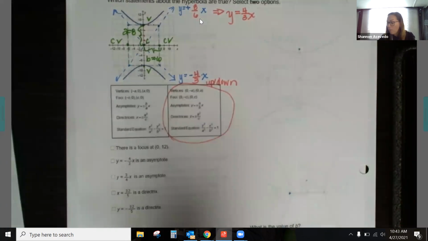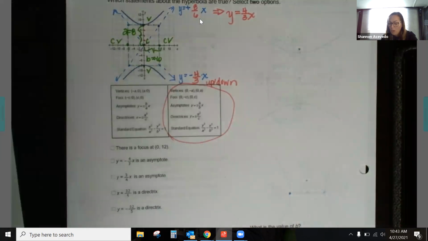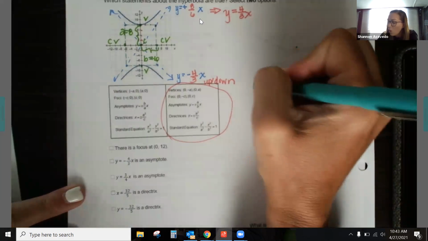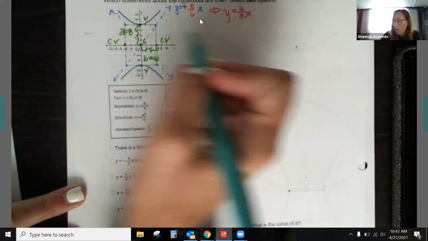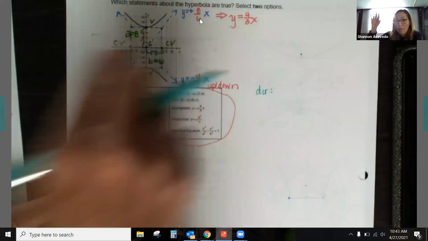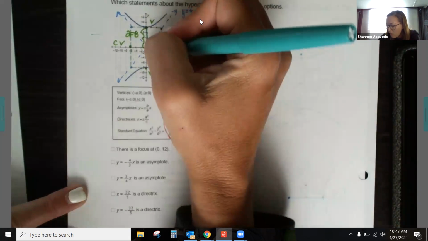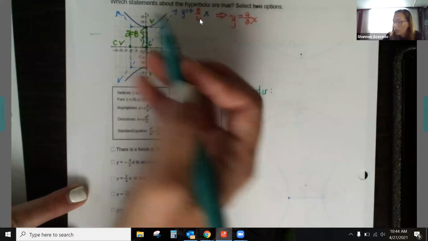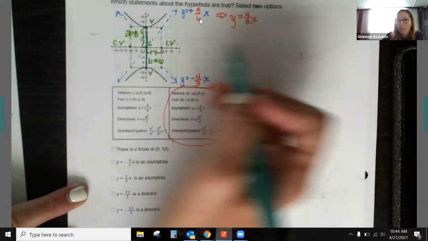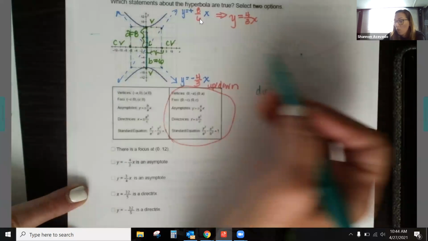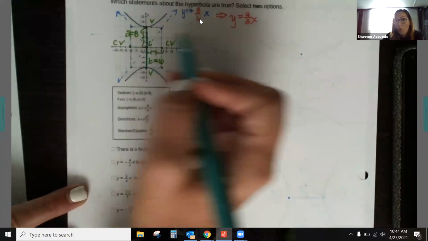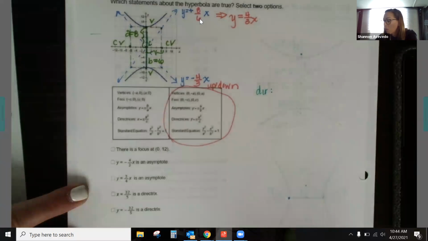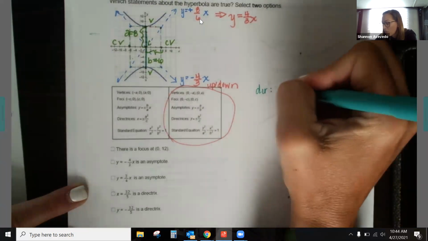The other thing that they point out are your directrices. So when we talk about that, where are our lines going to be? If my hyperbolas are opening up and down, my transverse axis is going to be up and down. Then my directrices have to be perpendicular to the transverse axis. So they're going to be going left and right. They're going to be horizontal. So if I have directrices that are horizontal, then they're going to go through my y-axis. So it has to be y equals, so it's y equals plus or minus.